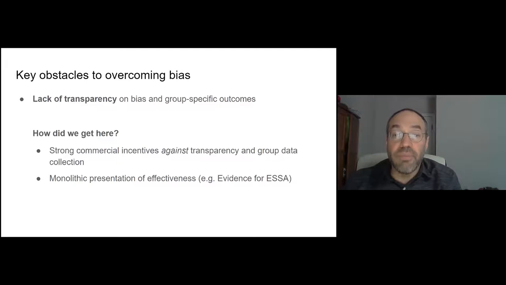Lack of transparency on bias and group-specific outcomes. How do we get here? There's strong commercial incentives against transparency in group data collection. Companies that collect this kind of stuff leave themselves open to being critiqued for violating privacy.